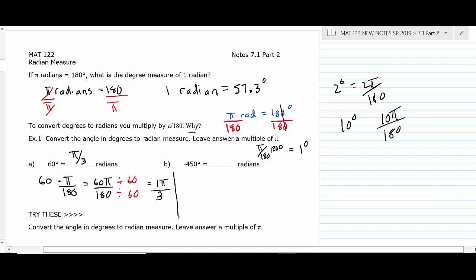Okay, the next one, same thing. You just take negative 450 degrees and multiply it by pi over 180.